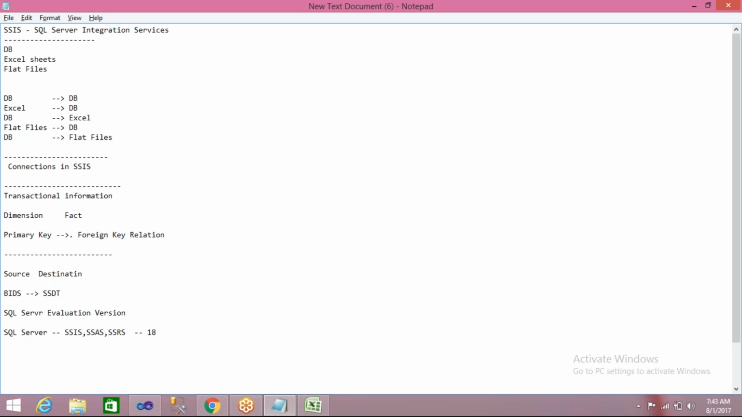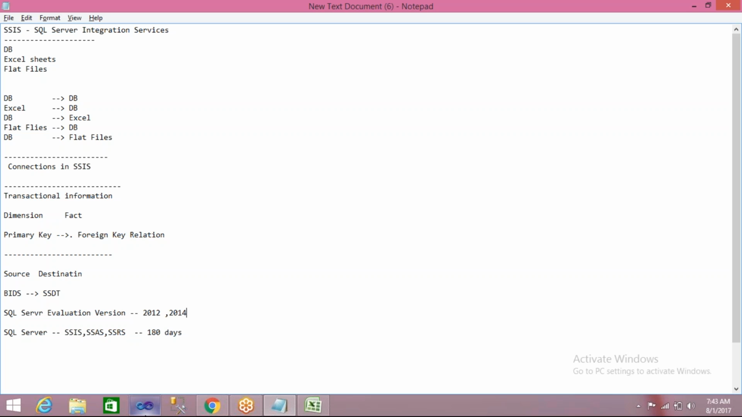It will give you around a 180 days trial period, that means around 6 months. For practice purposes, this is pretty much enough. So just try to get a 2012 or 2014 version. Anything is fine.